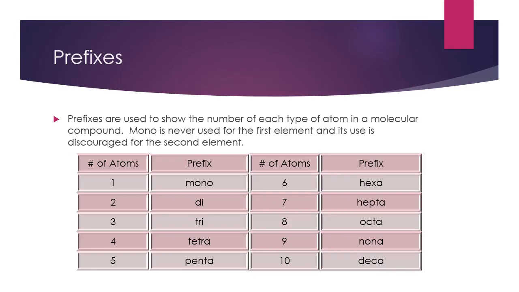For 2, di; 3, tri; 4, tetra; 5, penta; 6, hexa; 7, hepta; 8, octa; 9, nona; and for 10, deca. Now, if you've taken geometry, you know that these prefixes are used to denote the number of sides in polygons. So you may have seen these before.